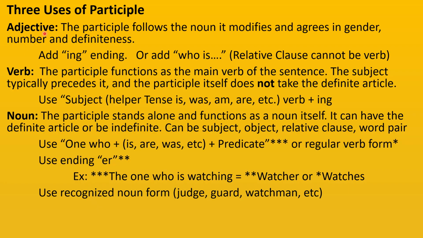But it's used as an adjective. In that case, the participle follows the noun it modifies and agrees in gender, number, and definiteness. If you identify it as an adjective, what you're going to do is add -ing generally to the verb ending. Or you can make it a relative clause, an adjectival phrase, by adding "who is verbing."